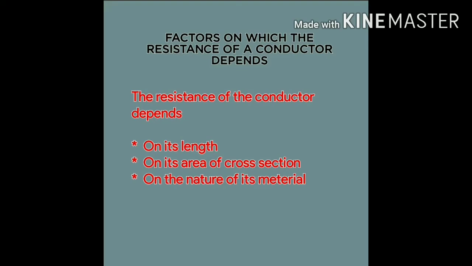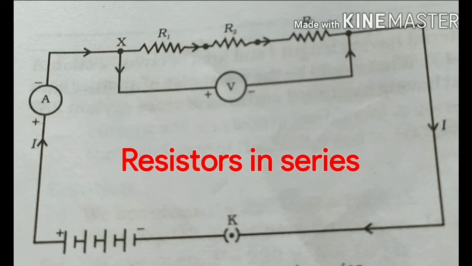Moving on, we have electrical resistors in series. You can see in this picture here, 3 resistors R1, R2 and R3 are connected end to end. That is resistors in series. These 3 resistors are connected in parallel with the voltmeter, and they are in series with the ammeter, battery and the key. This diagram is important. You have to practice it.